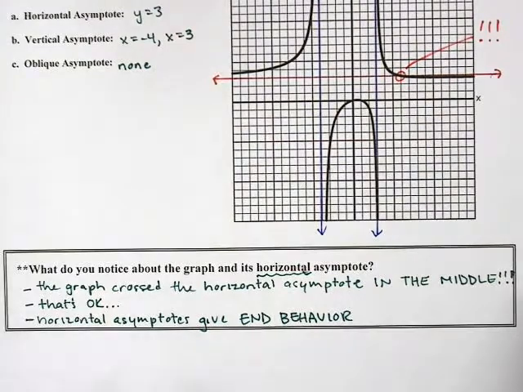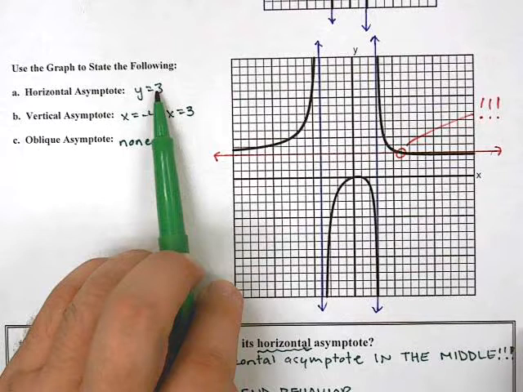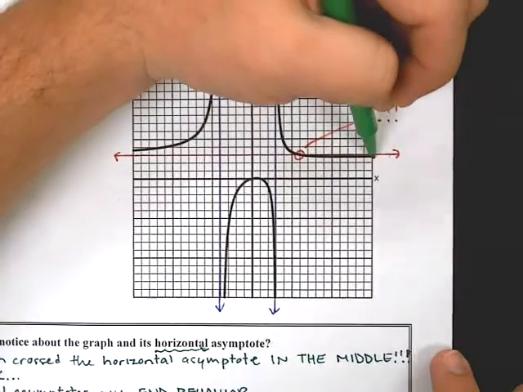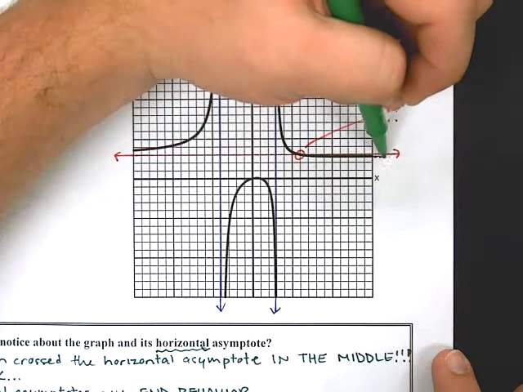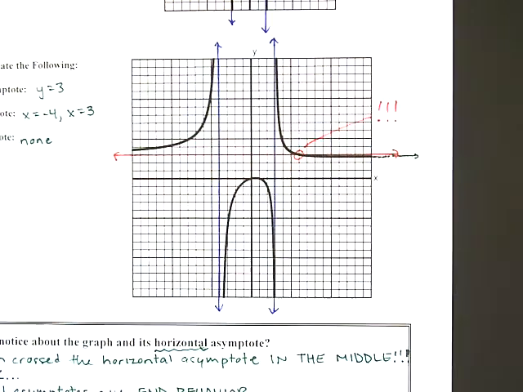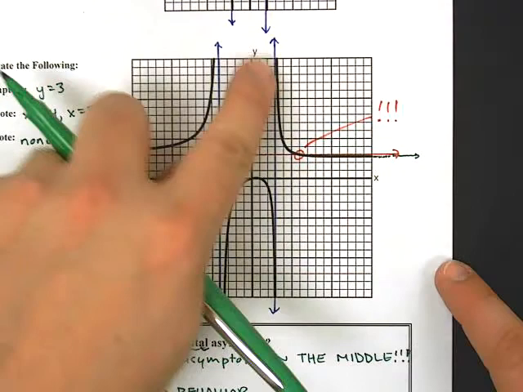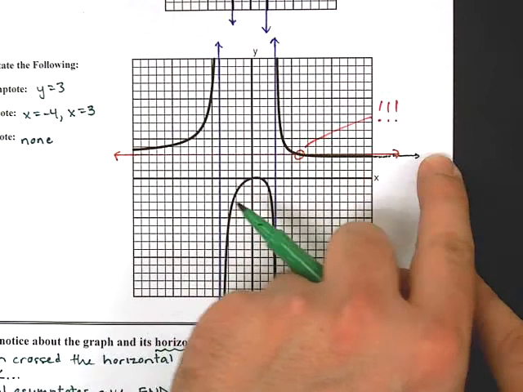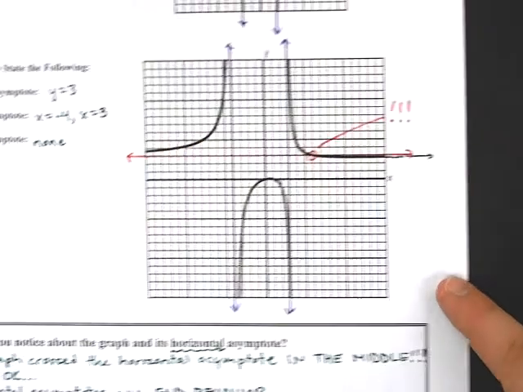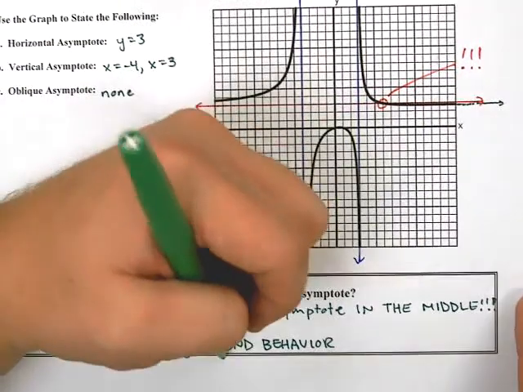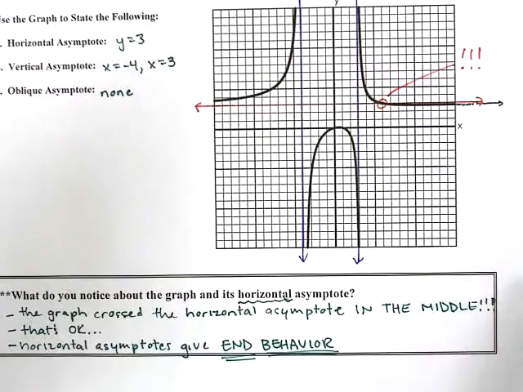Okay, so I want you to still know that y equals 3. If you notice, if I continued this graph, it would come back and get really close, but it would never ever touch. Okay, so again, it can cross the horizontal asymptote, but then it's still going to approach that, just like all of our other asymptotes have done. Okay, and that is because horizontal asymptotes give the end behavior.